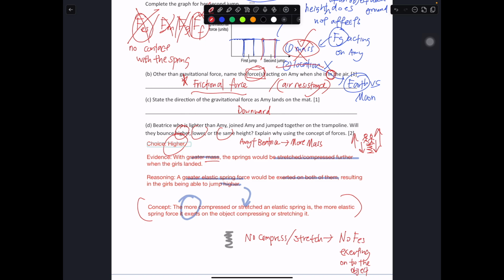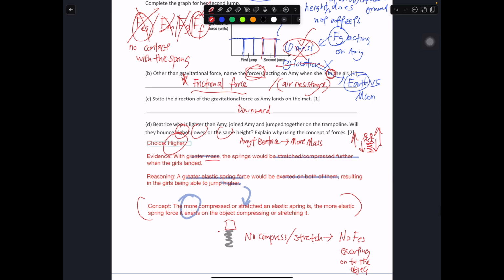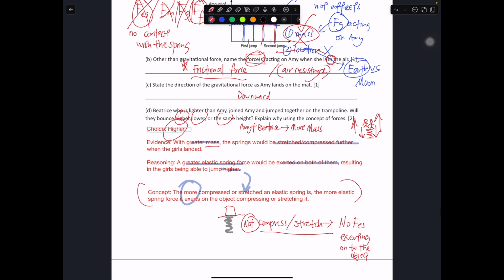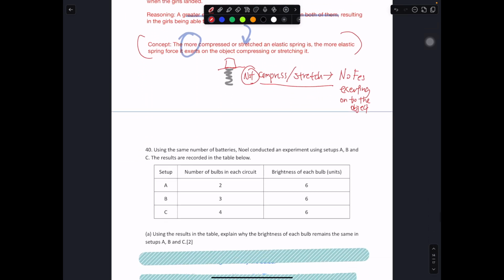Even if there's an object above it, maybe the object just does not have enough mass to compress it. So if it's at the same height, same mass, it probably wouldn't, because it's already at its original position. Not stretched, not compressed. Okay, so this will be the main portion for D. Okay, let's move on to the last question.